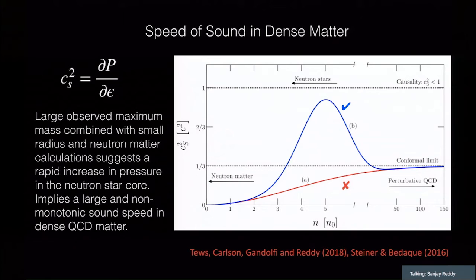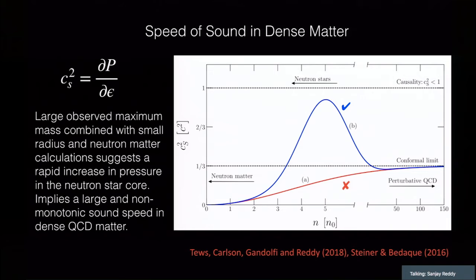What we are seeing in this plot is the speed of sound squared, in units of the speed of light squared, as a function of the baryon density. At low baryon density, you can calculate neutron matter using nuclear interactions and effective field theory methods, and you find that the speed of sound is very small. If you only believe the calculation up to about twice nuclear density, you can see that the speed of sound is very small compared to 1/3 even at twice nuclear density.